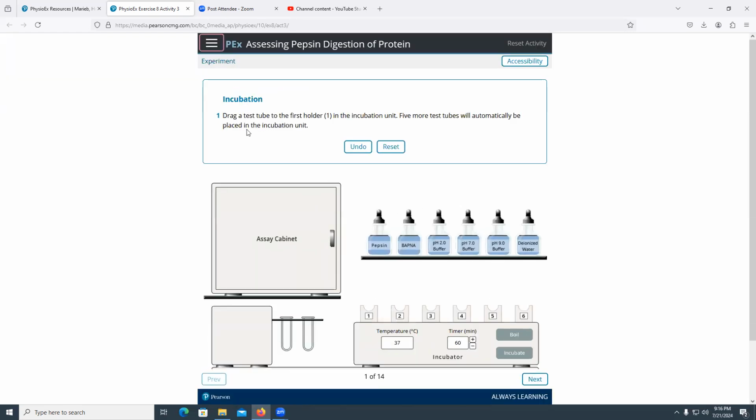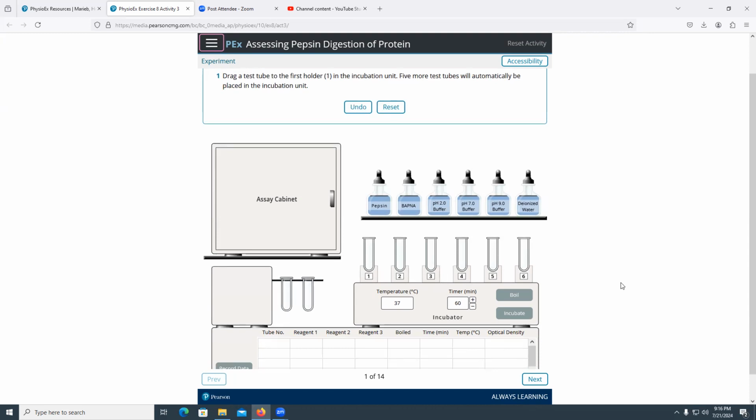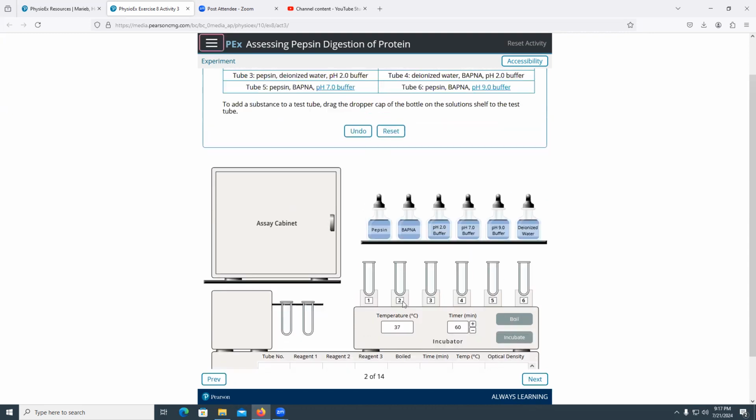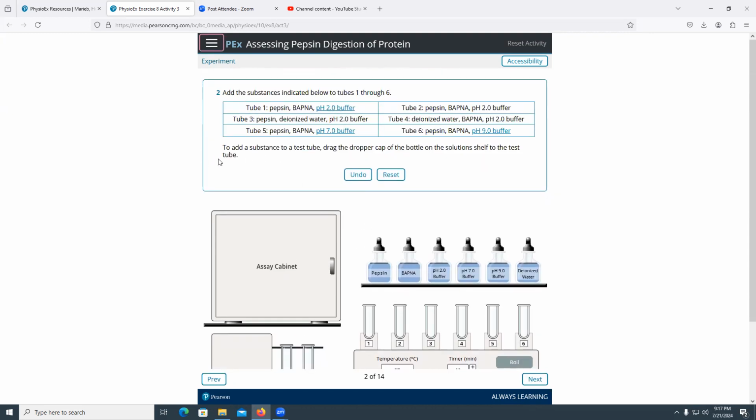Okay, so drag a test tube to the first holder, and then the others are going to follow. So 5 more test tubes will automatically be placed in the incubation unit. That's our incubator. When we incubate, we're going to homogenize and mix all of the contents together, and we're going to make sure that everything is evenly mixed. And then the next step is, let's now prepare the solution, and while we are preparing them, let's hypothesize.